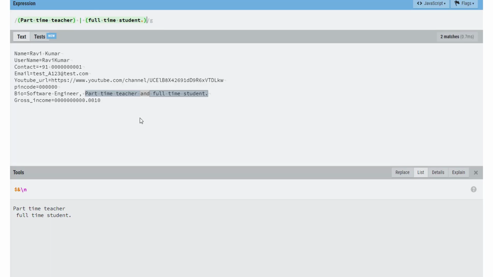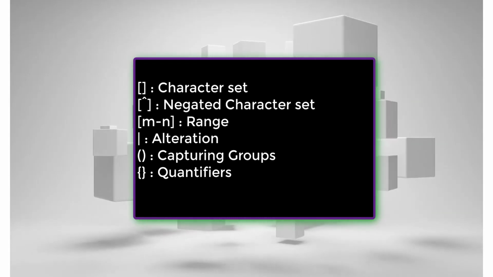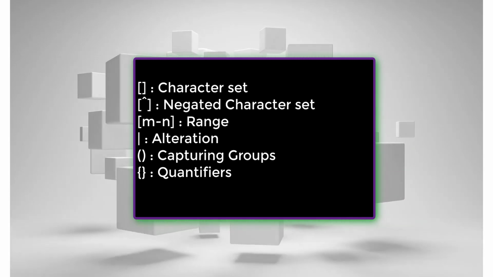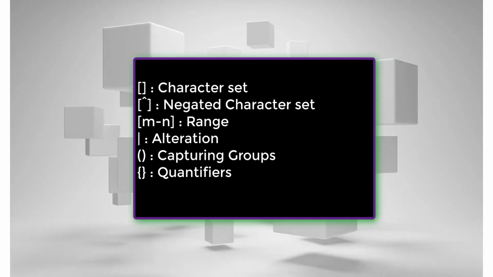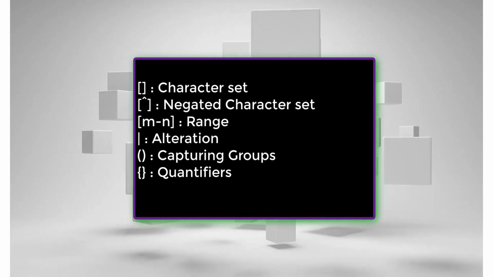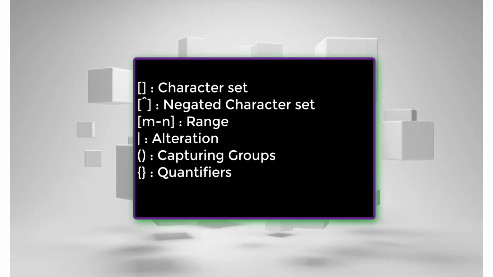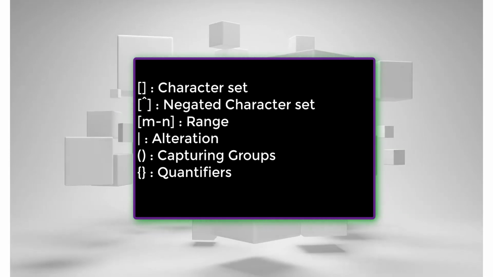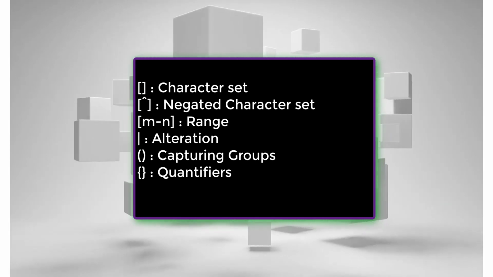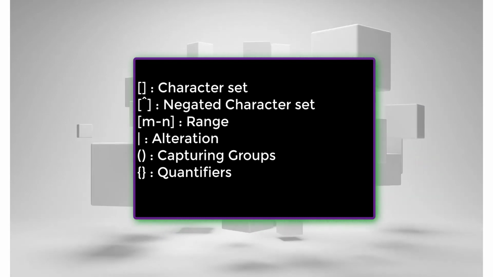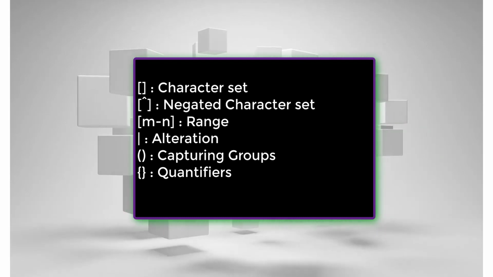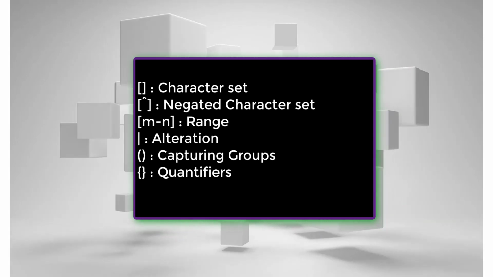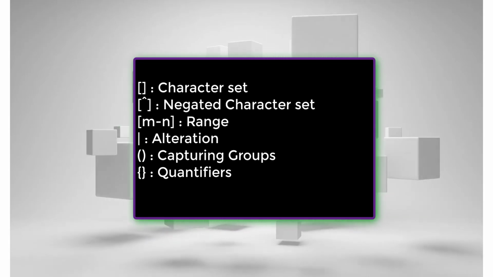To summarize, we have different types of options available. We have character set, denoted by square brackets. If we want to use a negated set, then inside the square brackets we use the caret symbol. We have the range, which is represented by dash. We have pipes, which are for alternation. We have parentheses for capturing groups, and we have curly braces to define the quantifiers.